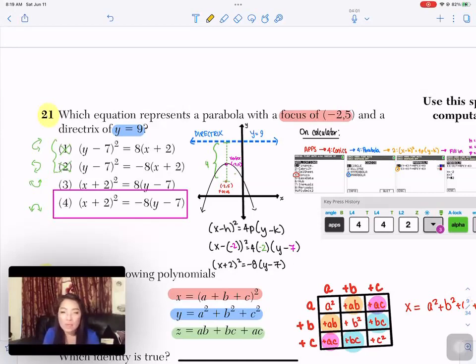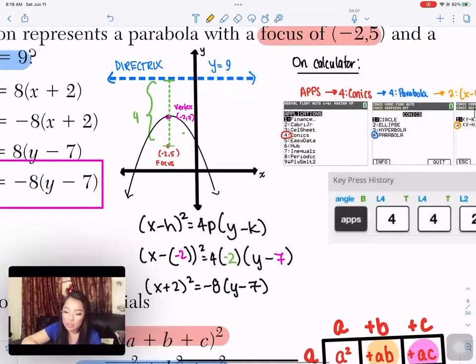Okay, so the whole story is, here is your directrix and here's your focus. The distance from the directrix to your focus is 4. So half of 4 is 2, so you're going 2 down. If you're going 2 down, 9 minus 2 is 7. That means your vertex is (-2, 7). So by the formula, (x minus h) all squared equals 4p times (y minus k): (x minus -2) all squared equals 4 times -2 times (y minus 7).